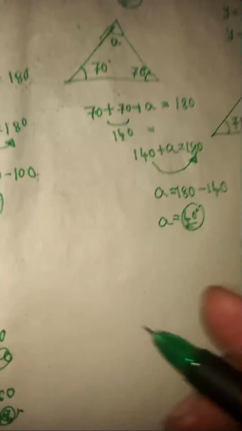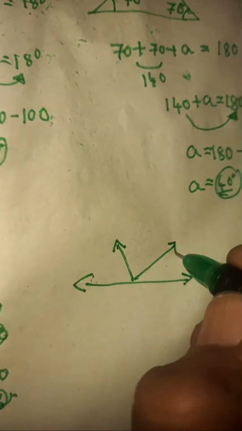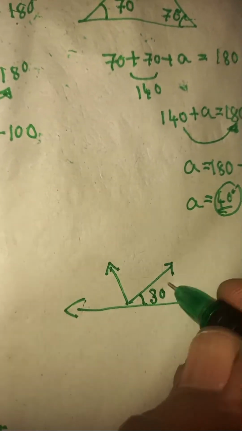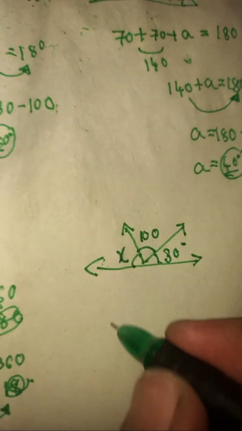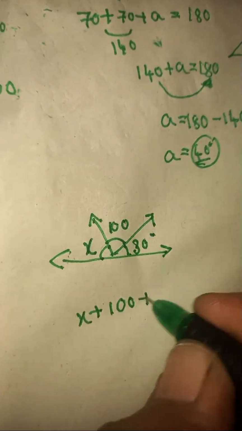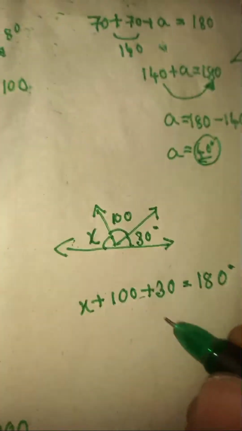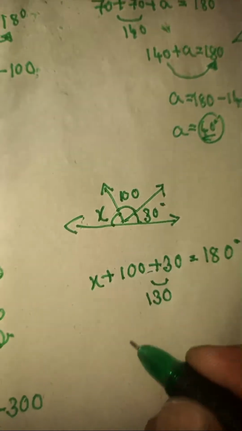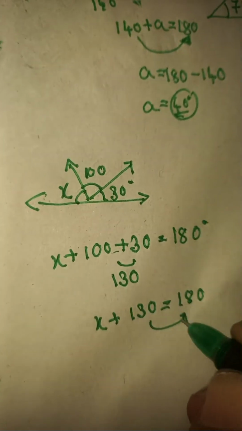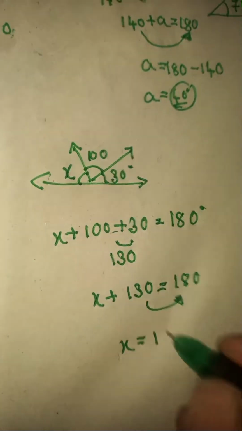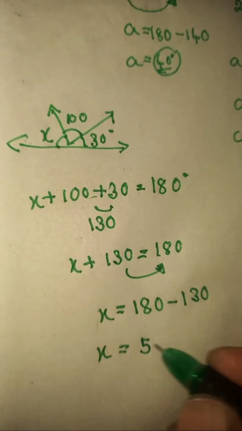Now I take line problems. Here take this line. In this line they have given three angles. They have given this angle as 30 degrees and this angle as 100 degrees, and find out the value of x. You can sum them out. x plus 100 plus 30 is going to be equal to 180 degrees. Now x plus 30 equals 130 degrees. So x plus 130 equals 180 degrees, and send this 130 that side, it becomes minus 130. 180 minus 130, x equals 50 degrees.